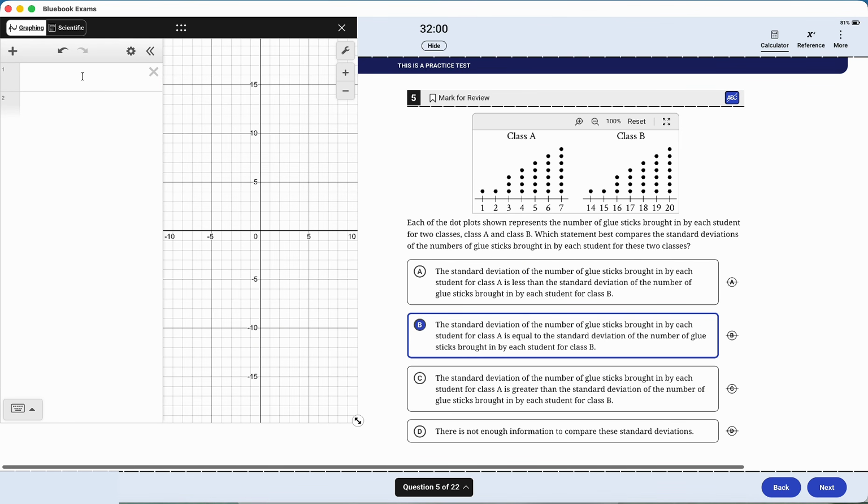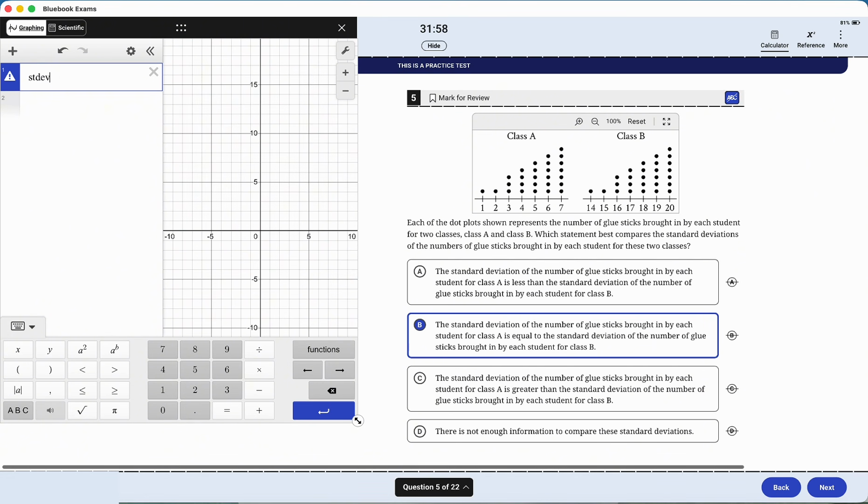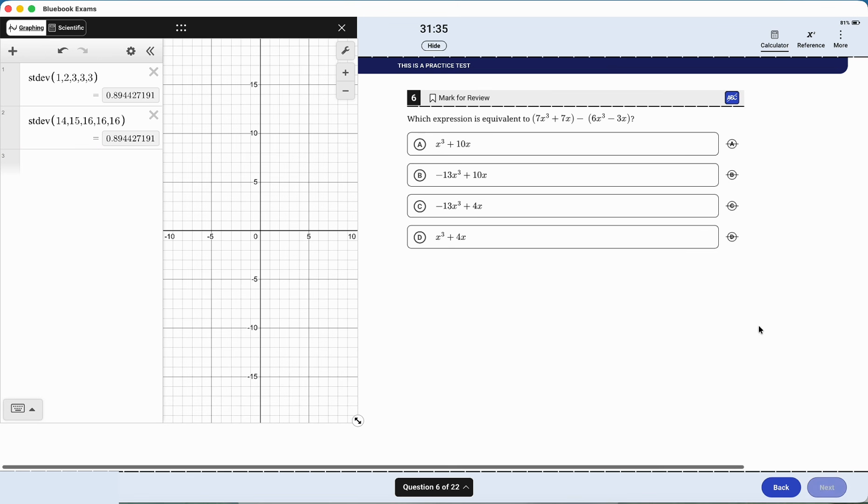But you can also check this in Desmos, right? If you type STDEV, you can type in a couple of these. I won't type in all of them. I'll type in the first 3 numbers of each: 1, 2, 3, 3, 3, and then over here 14, 15, 16, 16, 16, right? And you see they're identical. If you entered in all of them, you'd still see it's exactly the same, right? But just by looking at that, you should be able to tell for most of them. Just keep that idea of spread in mind.